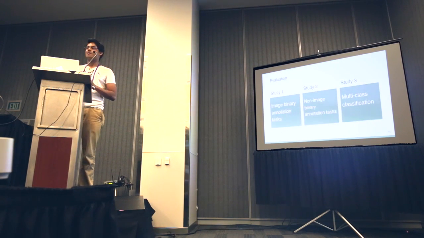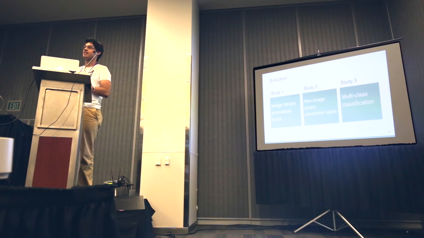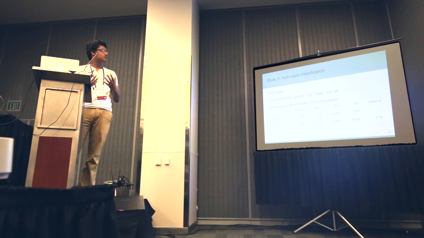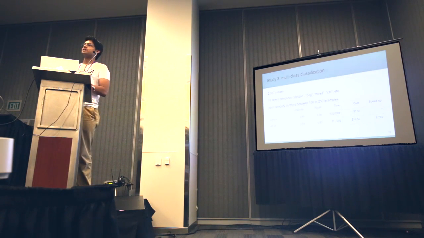And finally, we wanted to go away from binary classification tasks and show how we can use this for multi-class classification. What that looks like is not just classifying images as being dog or not dog, but classifying images as people, dog, horses, cat, etc. We did that through a series of binary annotation tasks using our interface, and we were able to annotate a data set of 1,000 images for under $20, whereas the control method cost about $170. That's an 8x increase in speed up for multi-class classification.